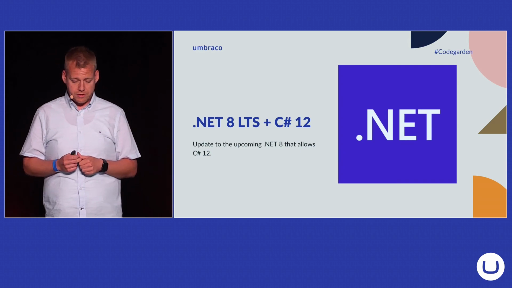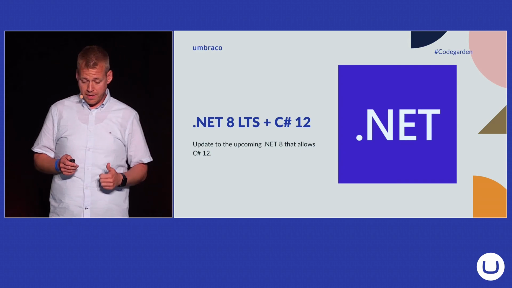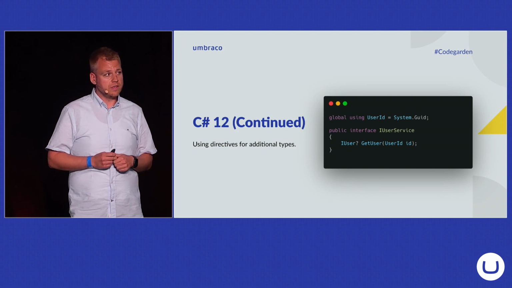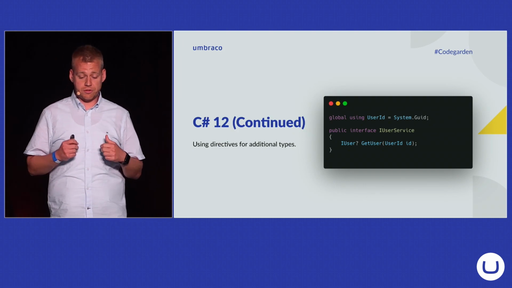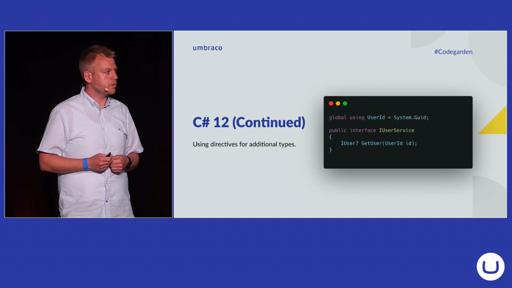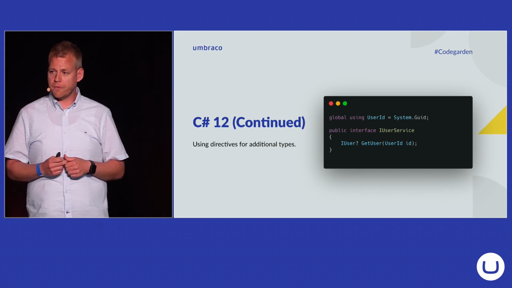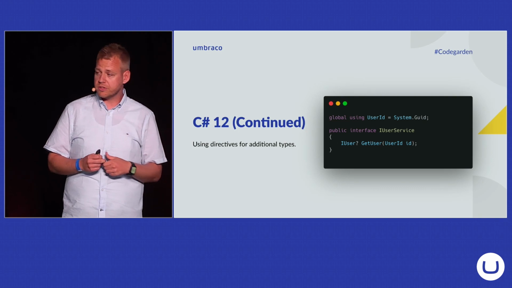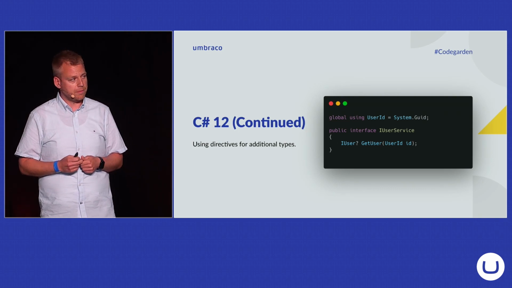And there's a few features from C# 12 I want to highlight. The first one is called using directives for additional types. And when I first saw this, I was not really convinced what I should use it for. But when I realized I could combine it with the global usings from C# 12, I really saw the power.